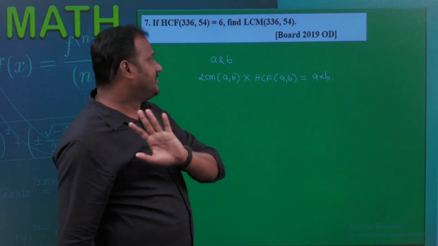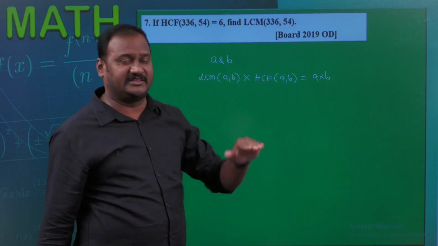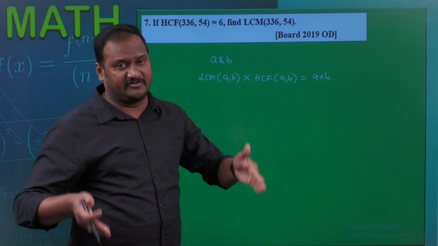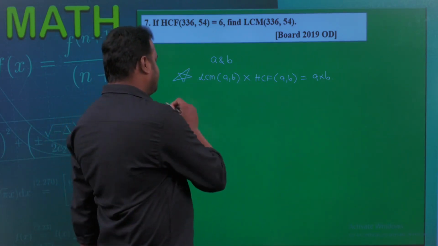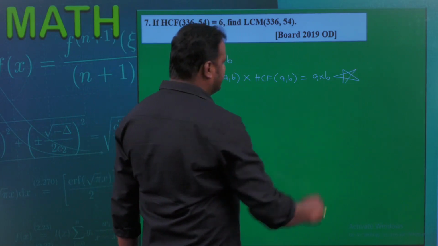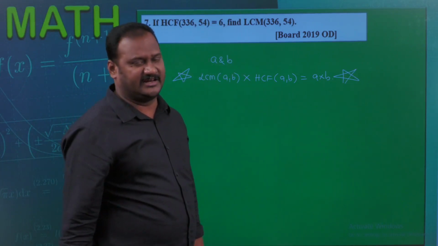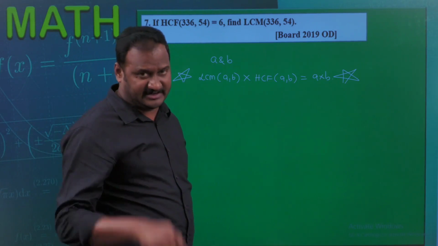As simple as that. You don't have to find the LCM of 336 and 54 by your long division method or prime factorization method. Just by using this logic, you can easily find the LCM or HCF of the numbers when the other is given.